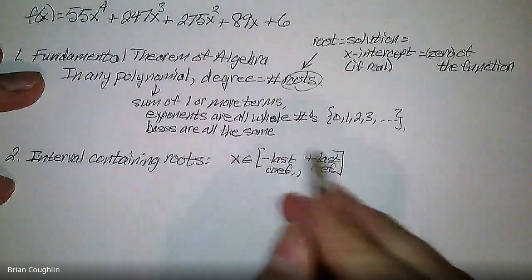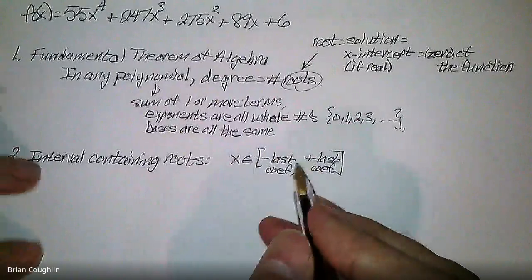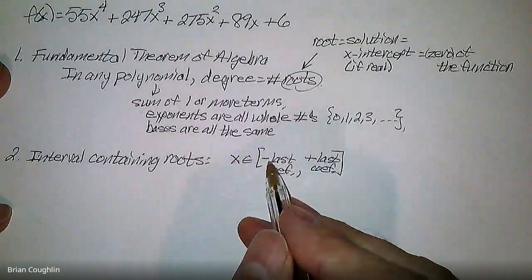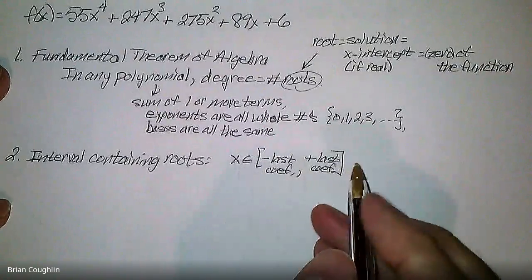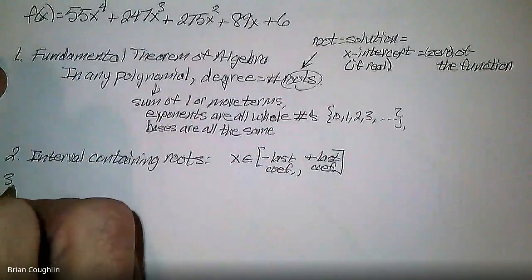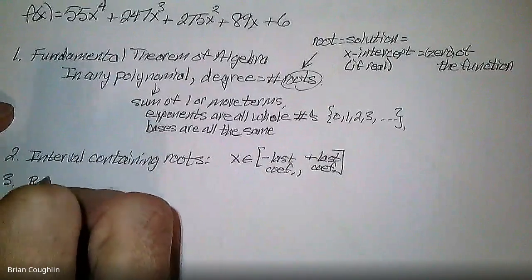Okay, so you would not look for any roots beyond that. You would not guess x equals 7 or 10 or 12 or -8 or -12. It's got to be in between -6 and 6. Okay, the third is the rational root theorem.